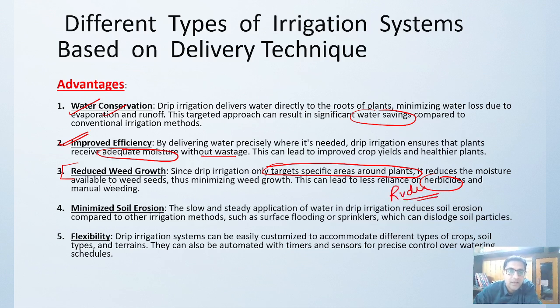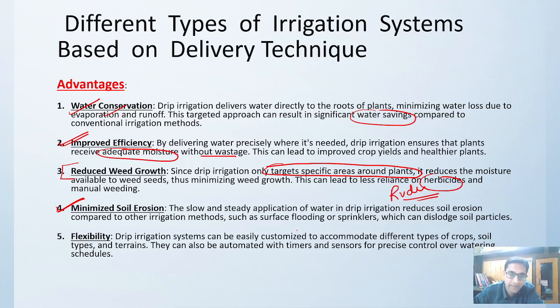Okay, it minimizes soil erosion, since we are only supplying water drop by drop to the plant roots, so there will be very little water and no surface runoff. If we go by surface flooding, there will be surface runoff. In sprinklers, sometimes the sprinklers may also dislocate the soil particles, but drip irrigation will not displace the particles. It only drops the water, and the soil will remain intact.